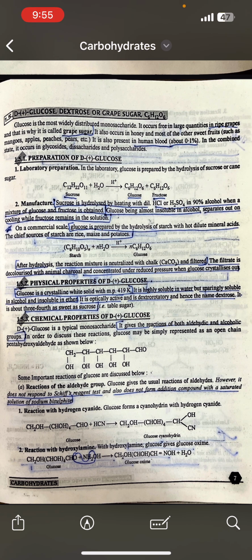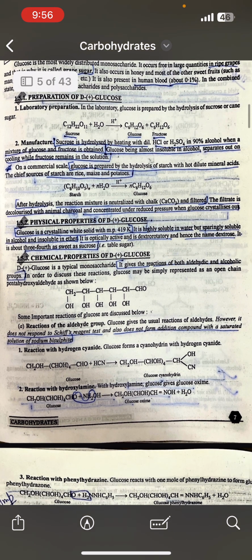Physical properties of glucose. Glucose is a crystalline white solid with melting point 419 Kelvin, and it is highly soluble in water but sparingly soluble in alcohol and insoluble in ether. It is optically active and is a dextrorotatory compound, hence the name dextrose. It is about three-fourths as sweet as sucrose, that is, table sugar.